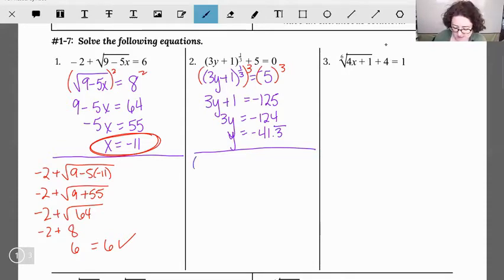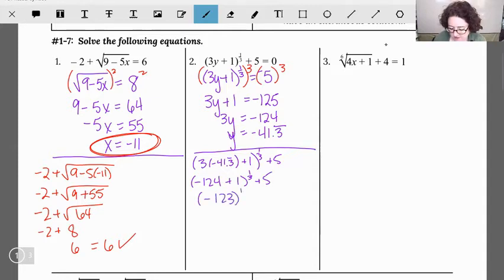So plugging back in, we have 3 times negative 41.3 repeating plus 1 raised to the 1/3 power plus 5. Alrighty. So let's see, I know 3 times negative 41.3 repeating, well, that's just that negative 124. That's just using my math that I already did. And as long as I was accurate on my calculator, I'm good to go. So that would give me a negative 123 raised to the 1/3 power.